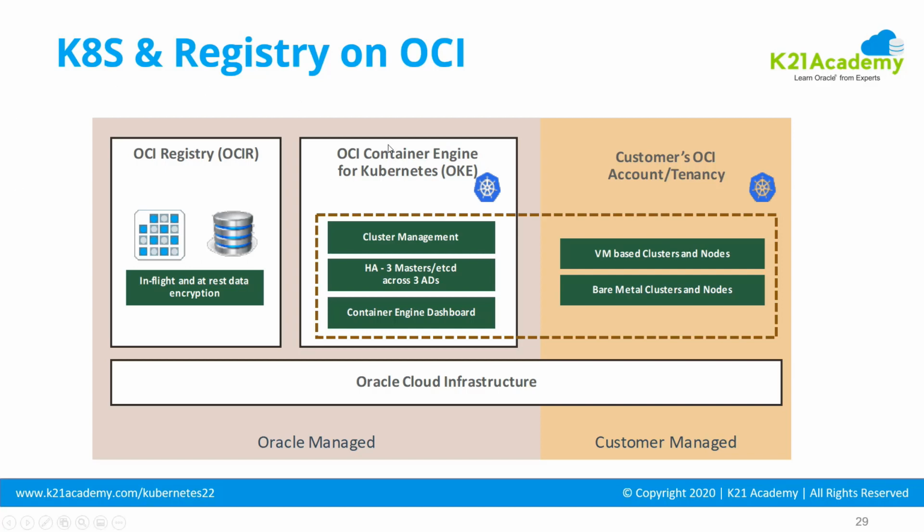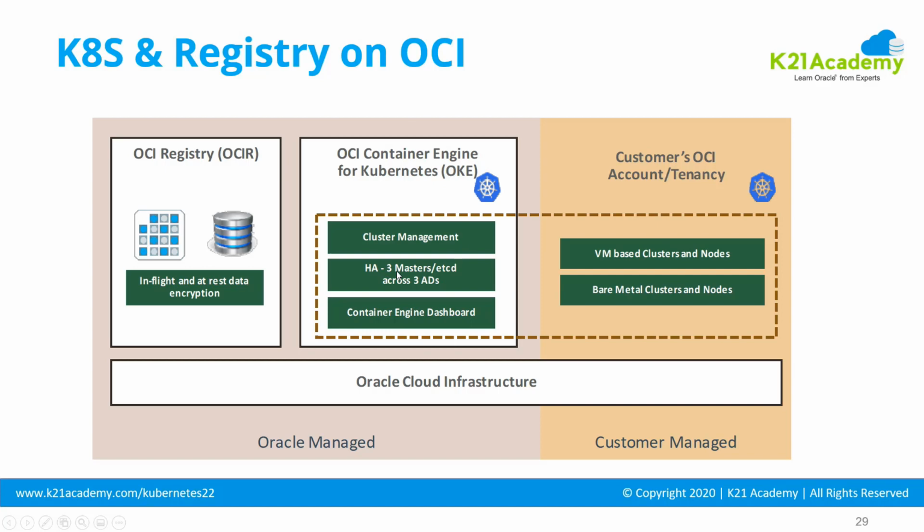So just to recap, what you get in Oracle Kubernetes: you get a Kubernetes registry to store all the images that's managed by Oracle and absolutely free for you. You only pay for the underlying storage for the registry. Similarly, the master node is fully managed by Oracle and you don't pay anything for the master node.